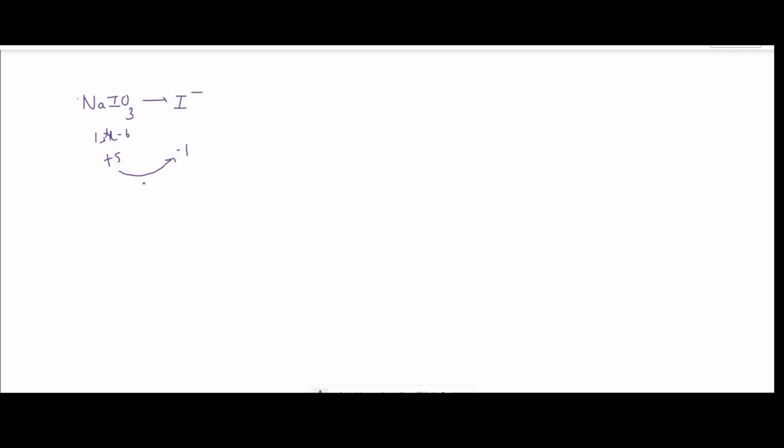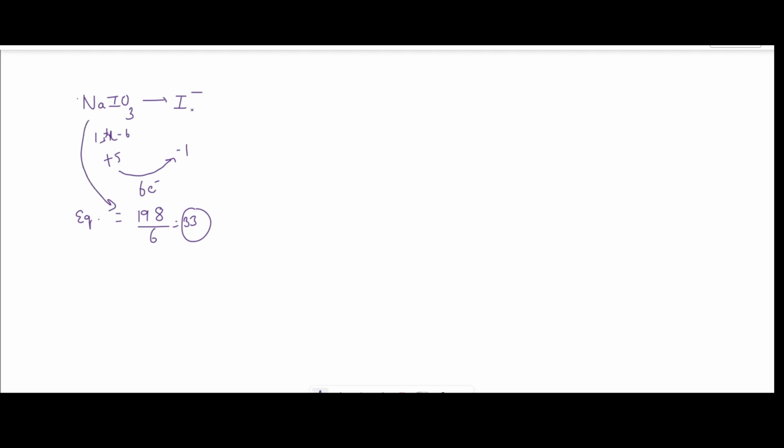So how many electrons are transferred here? 6 electrons. So the equivalent mass of NaIO3 equals molecular mass, which I have already calculated as 198, divided by 6, which is 33. This is the equivalent weight of NaIO3 in this process.